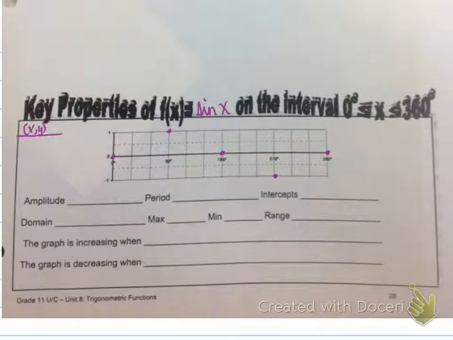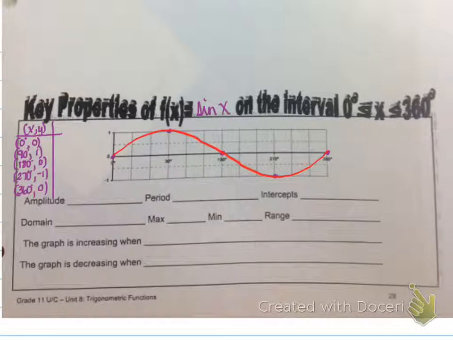Key properties of the sine x function on the interval from 0 to 360. These are the basic important pieces of information that you need. For the sine function, the table is 0, 0; 90, 1; 180, 0; 270, negative 1; 360, 0. So these are the 5 points that are graphed on there.